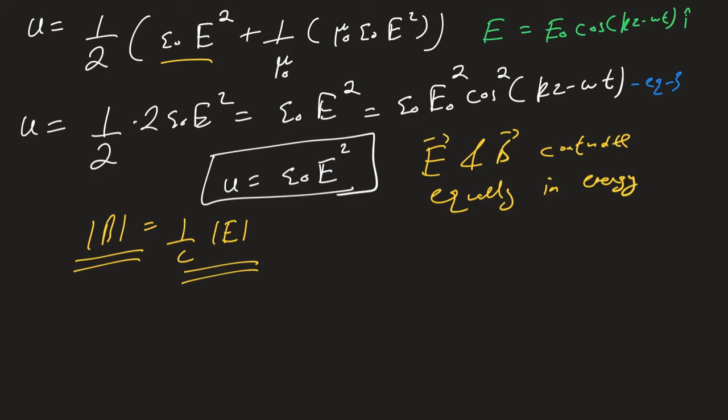If you write it down as equation 2, it's epsilon naught E naught squared cosine squared of kz minus omega t. We'll come back to this later on. Now that we've talked about energy density, if we go back a few lectures, we also talked about the Poynting vector. So we talked about the Poynting vector.